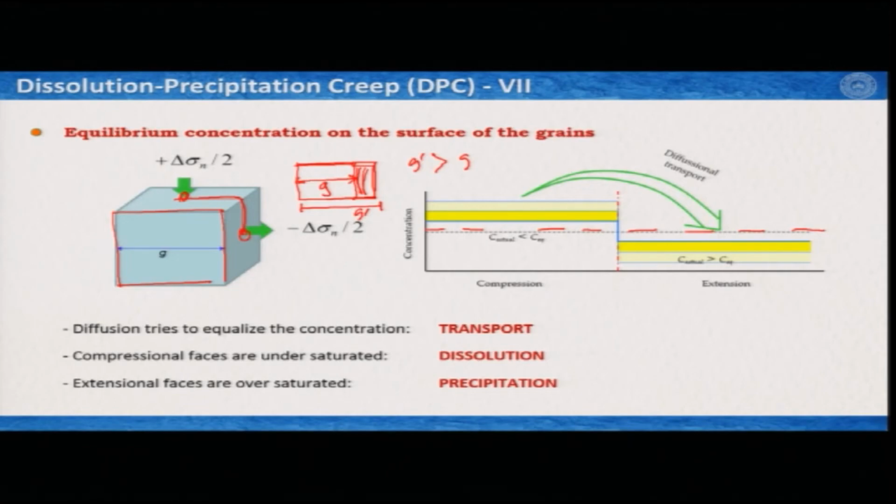Compressional phases are undersaturated in most cases. So, therefore, you would have dissolution. So, material will dissolve on compressional surfaces, and extensional phases are oversaturated, therefore, you would have precipitation on this surface. So, these are the three basic mechanisms. First you have dissolution, then you have transport, and then finally you have precipitation.